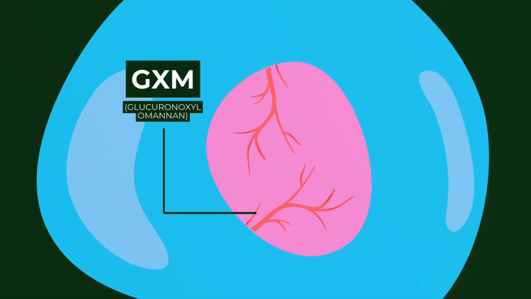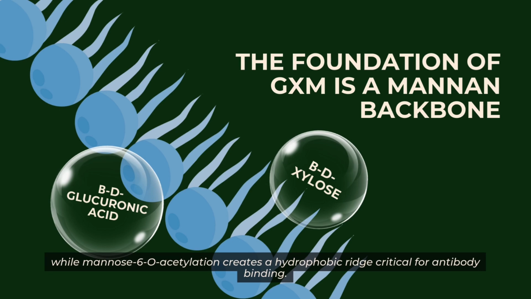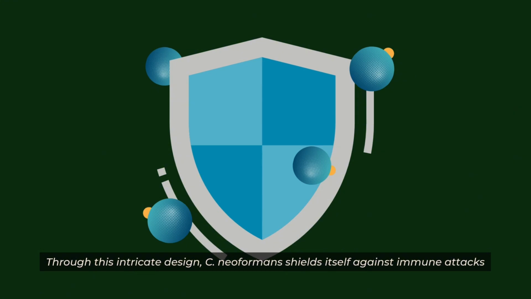In the defense system of Cryptococcus neoformans, the capsule plays a vital role, and the heart of this capsule is something called GXM, or glucuronoxylomanan. GXM is the primary antigenic component. Its structure varies between serotypes, such as A and D, making it a potential but challenging target for vaccine development. The foundation of GXM is a mannan backbone, decorated with side chains of beta-D-glucuronic acid and beta-D-xylose, forming hydrophilic fringes, while mannose-6-O-acetylation creates a hydrophobic ridge critical for antibody binding. Through this intricate design, Cryptococcus neoformans shields itself against immune attacks.